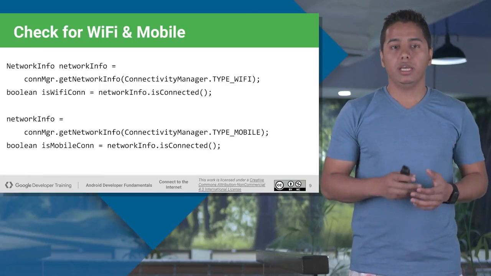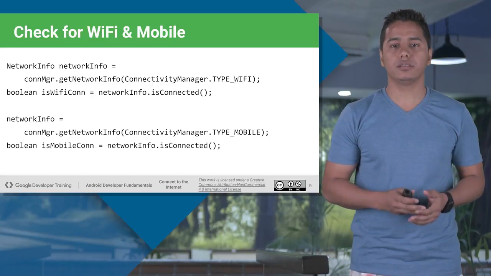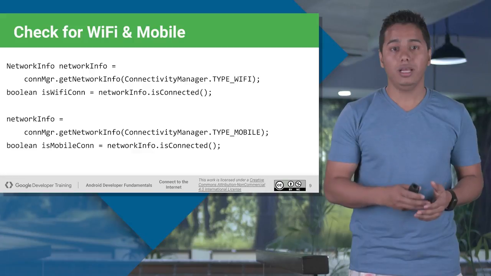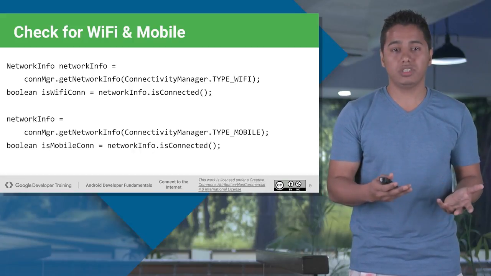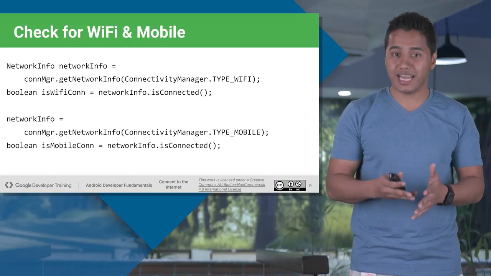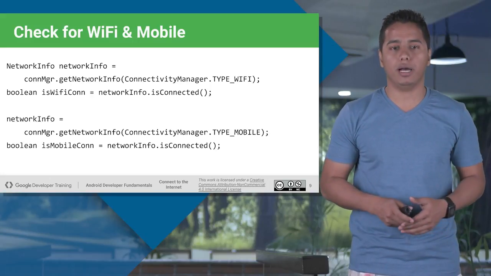You can even check in which mode you are connected right now, whether it is Wi-Fi or mobile data. How exactly do you do that? Well, with the help of your ConnectivityManager object, just get the network info and check if the type is TYPE_WIFI, or if it is TYPE_MOBILE, it will be your mobile data.